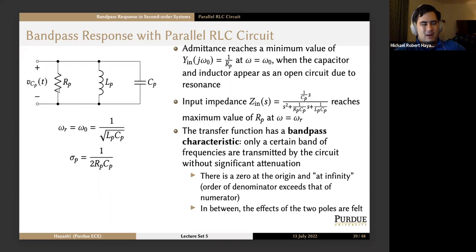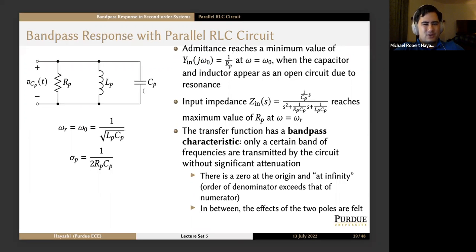So for this parallel RLC circuit, the resonant frequency is equal to the natural frequency, 1 over square root of L sub P C sub P. And the attenuation sigma P is equal to 1 over 2 R sub P C sub P. So we note that the admittance is going to reach a minimum value at j omega naught of 1 over R sub P when we apply omega equal to omega naught.